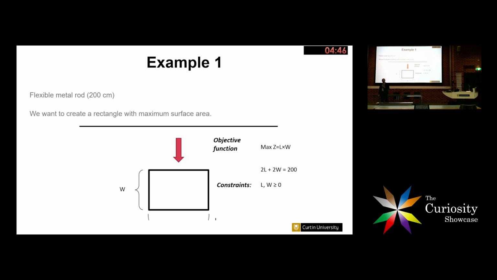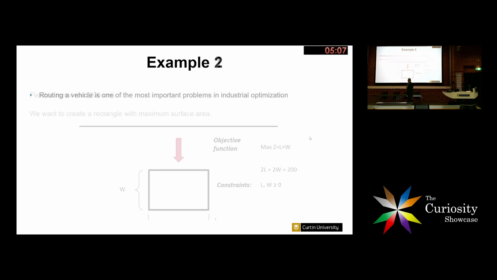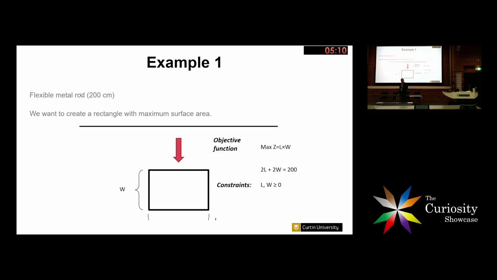And our constraints are like this, because the length of our rod is limited. So 2L plus 2W cannot exceed 200 centimeters. And moreover, our decision variables are non-negative, so they should be something positive. Otherwise, they wouldn't be meaningful. So here you can see we have two decision variables, and we have a couple of constraints, and you can see the objective function in order to maximize the surface area.